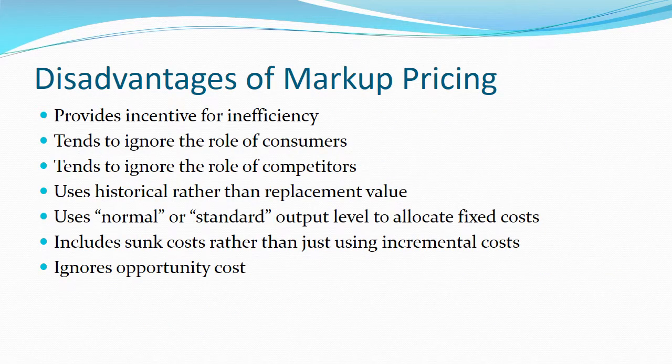A couple of disadvantages of markup pricing strategy. The first one is that it provides incentive for inefficiency. The second is that it tends to ignore the role of consumers. The third is that it tends to ignore the role of competitors. It uses historical rather than replacement value. It uses normal or standard output level to allocate fixed costs. It includes sunk costs rather than just using incremental costs. And the last one is that it ignores opportunity cost.